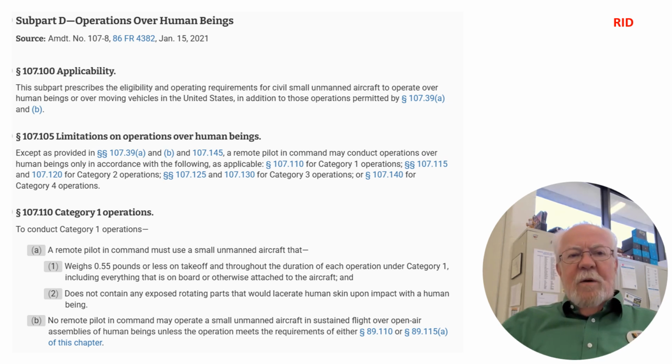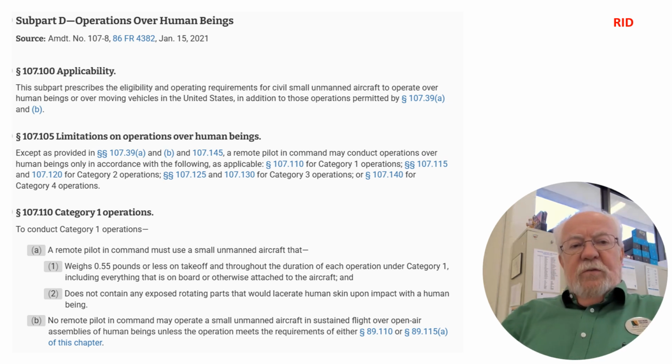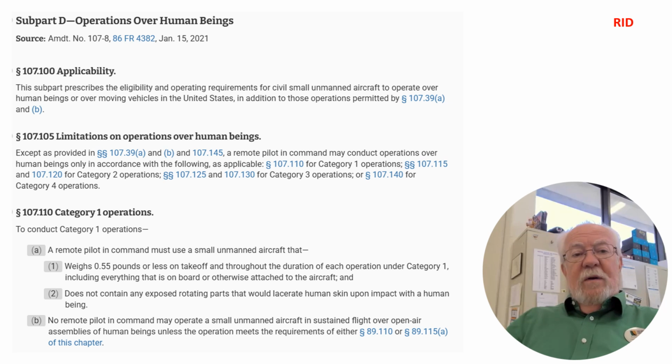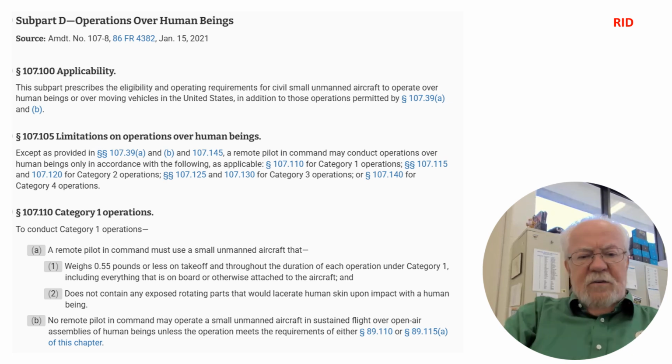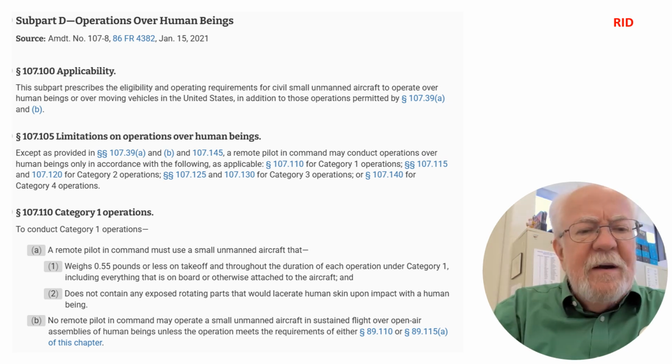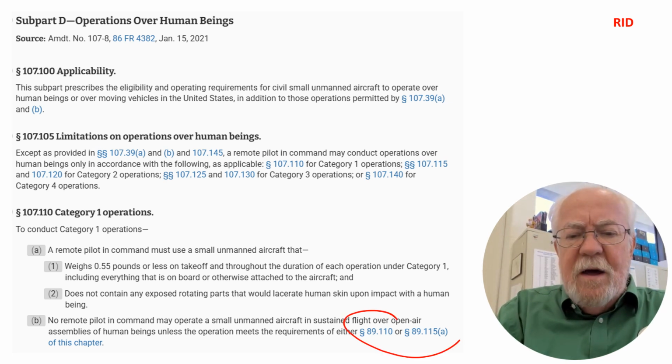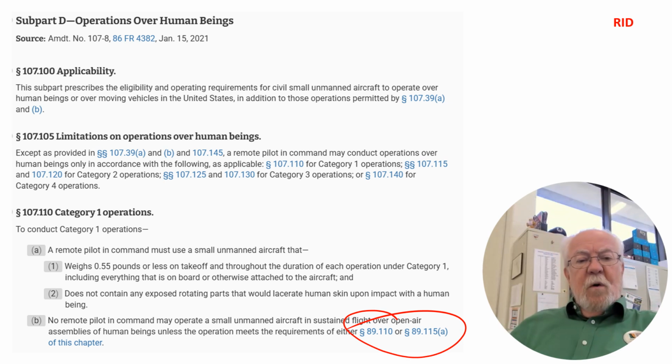Okay, let's talk about remote ID briefly. You first encounter remote ID when you get to subpart D of part 107 of 14 CFR. You can see it right down here. Let me get my pen out. It says at the very bottom, no remote pilot in command may operate a small unmanned aircraft in sustained flight over open air assemblies unless the operation meets the requirements of either 89.110 or 89.115.